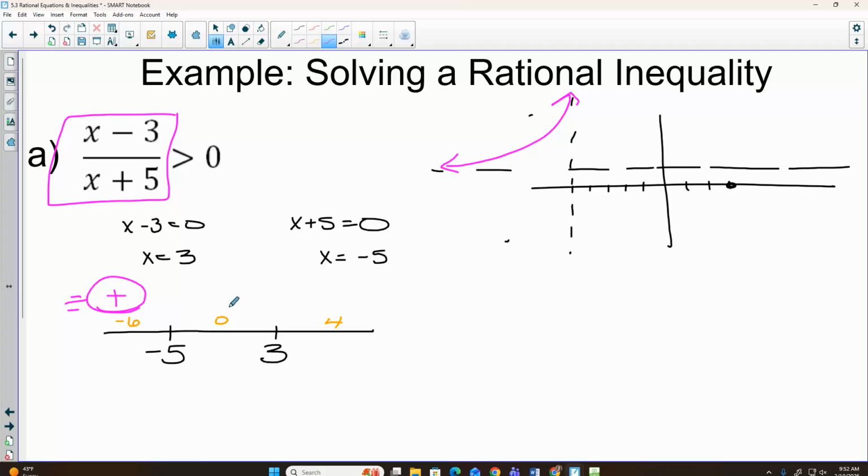Okay, if I put in a 0, 0 minus 3 is negative. 0 plus 5 is positive. A negative divided by a positive is a negative. So that tells me this one was down here.